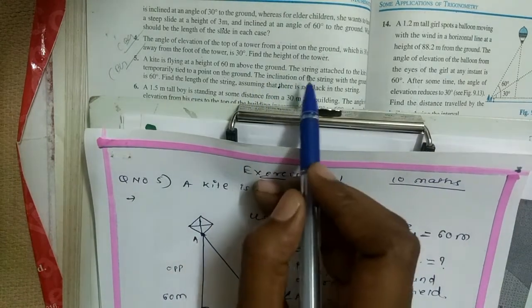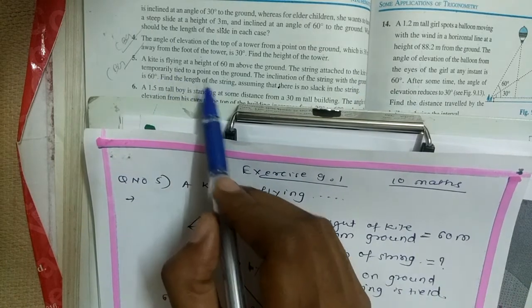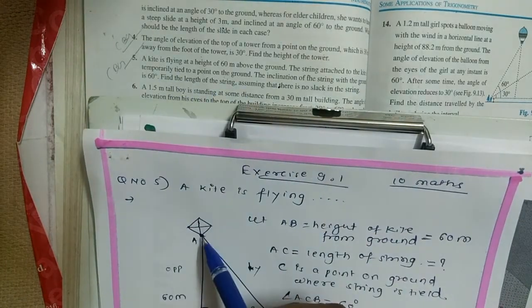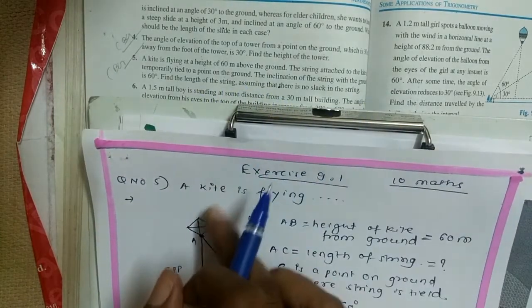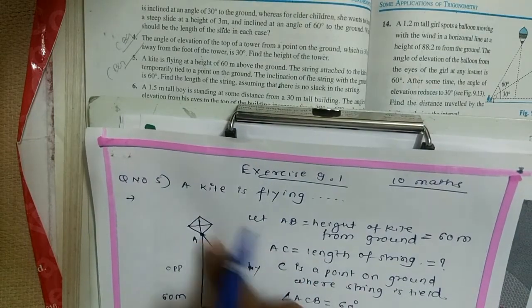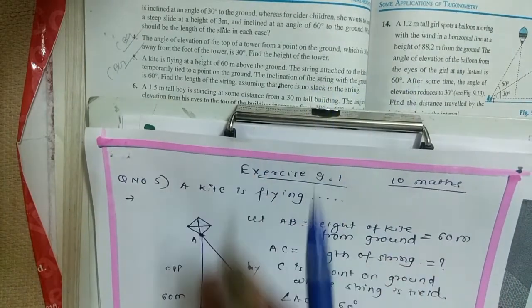Next, the string attached to the kite is temporarily tied to a point on the ground. The string which is attached to the kite is temporarily tied to a point on the ground, but we don't know where it is, or in what direction the string is. So we will see whether it is inclined or straight.